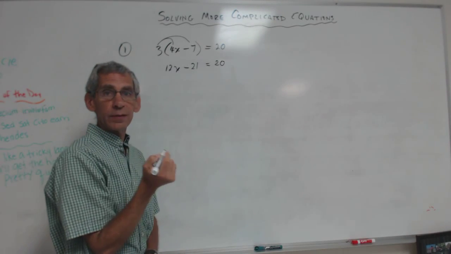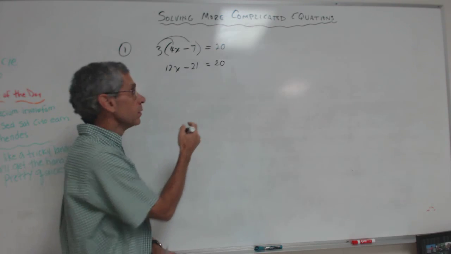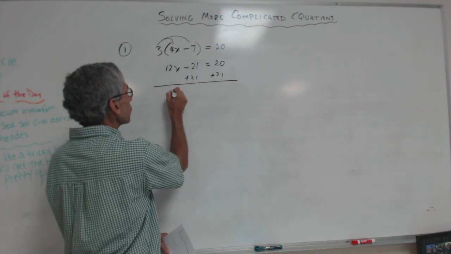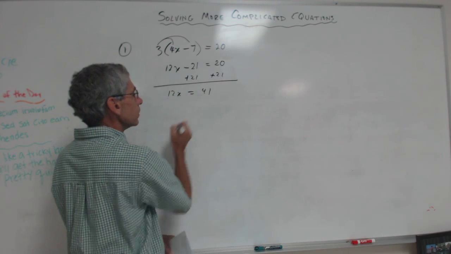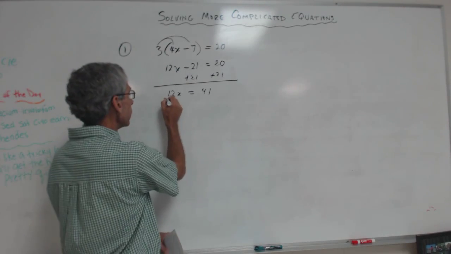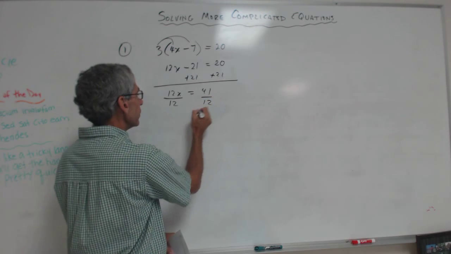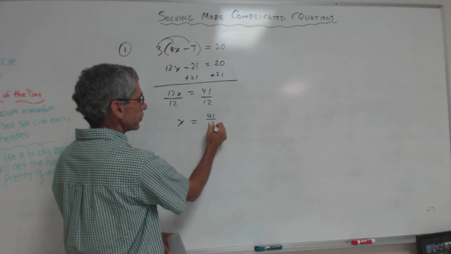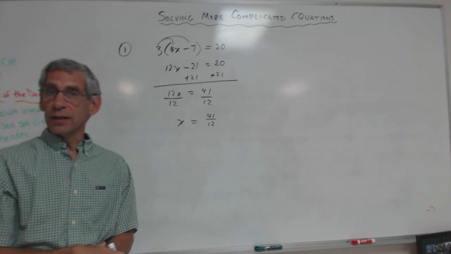Now what do I do? Now it's like last night. I add 21, plus 21. I've got 12x is equal to 41. Divide by 12, easy, right? Piece of cake. x is equal to 41 twelfths. And I'm fine with leaving it like that.